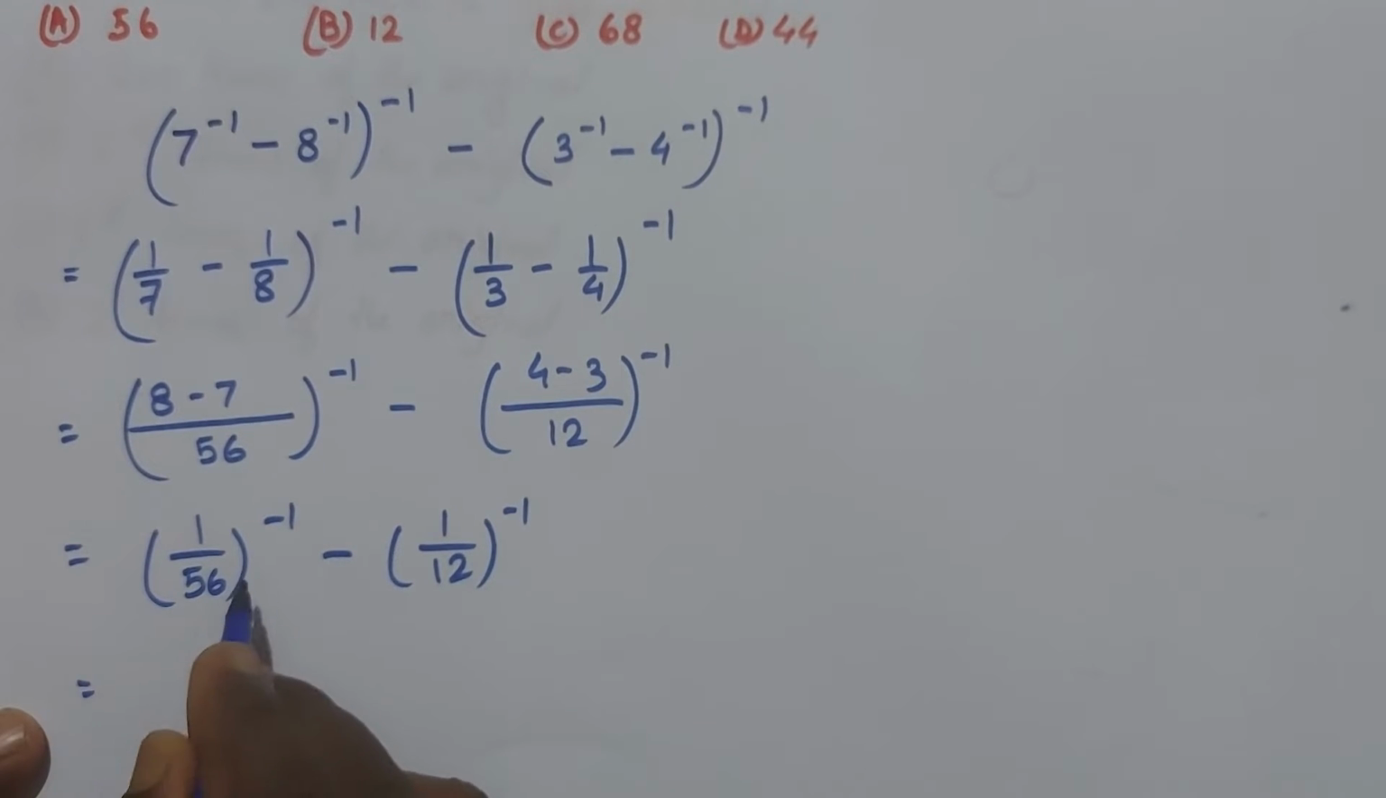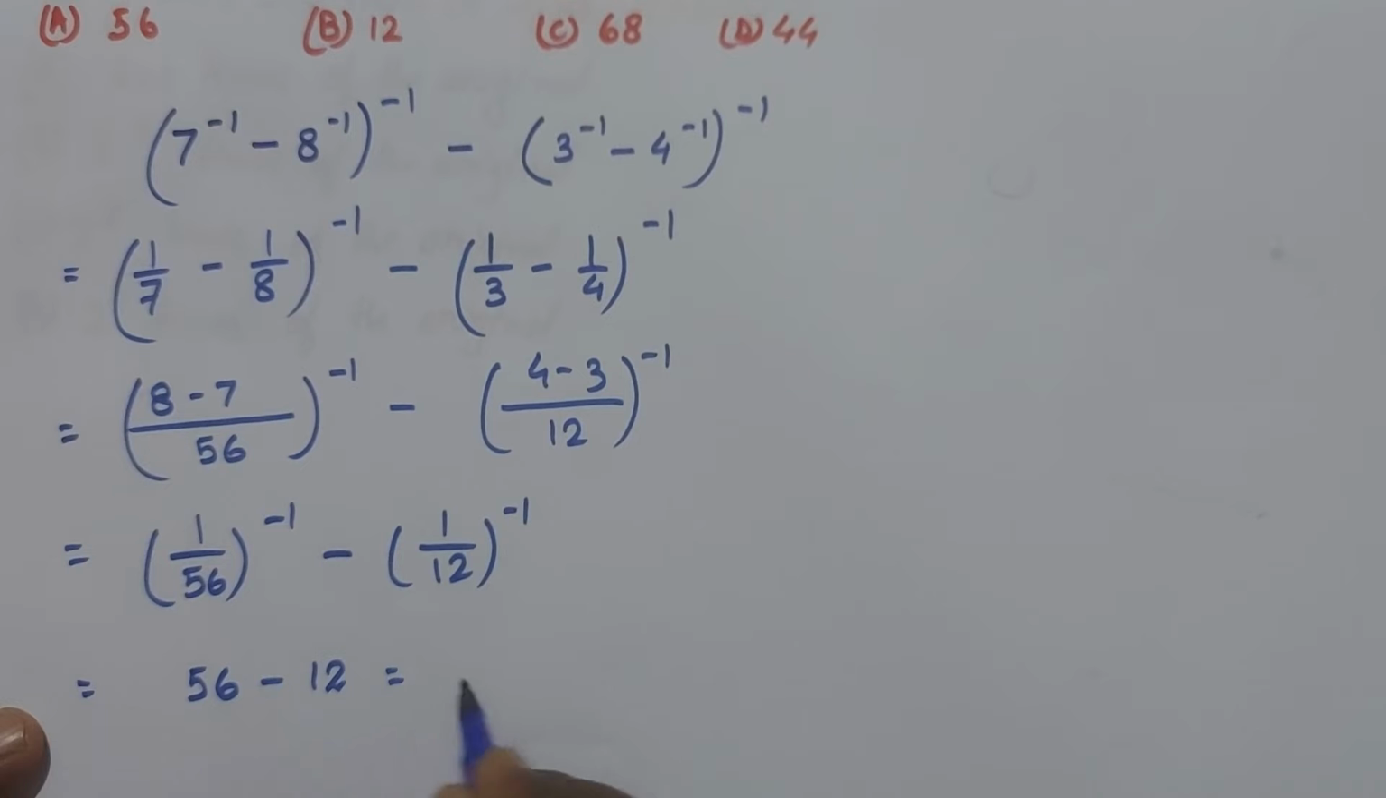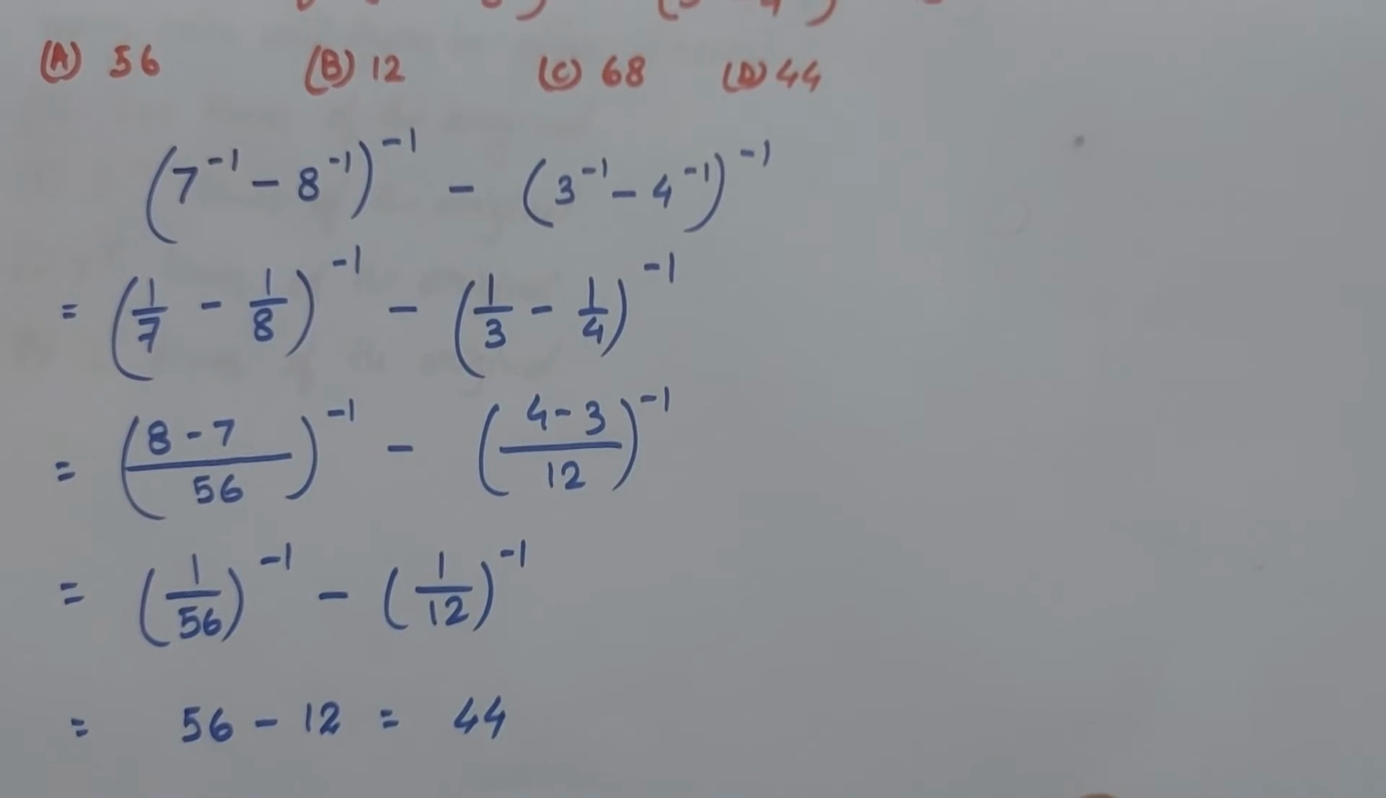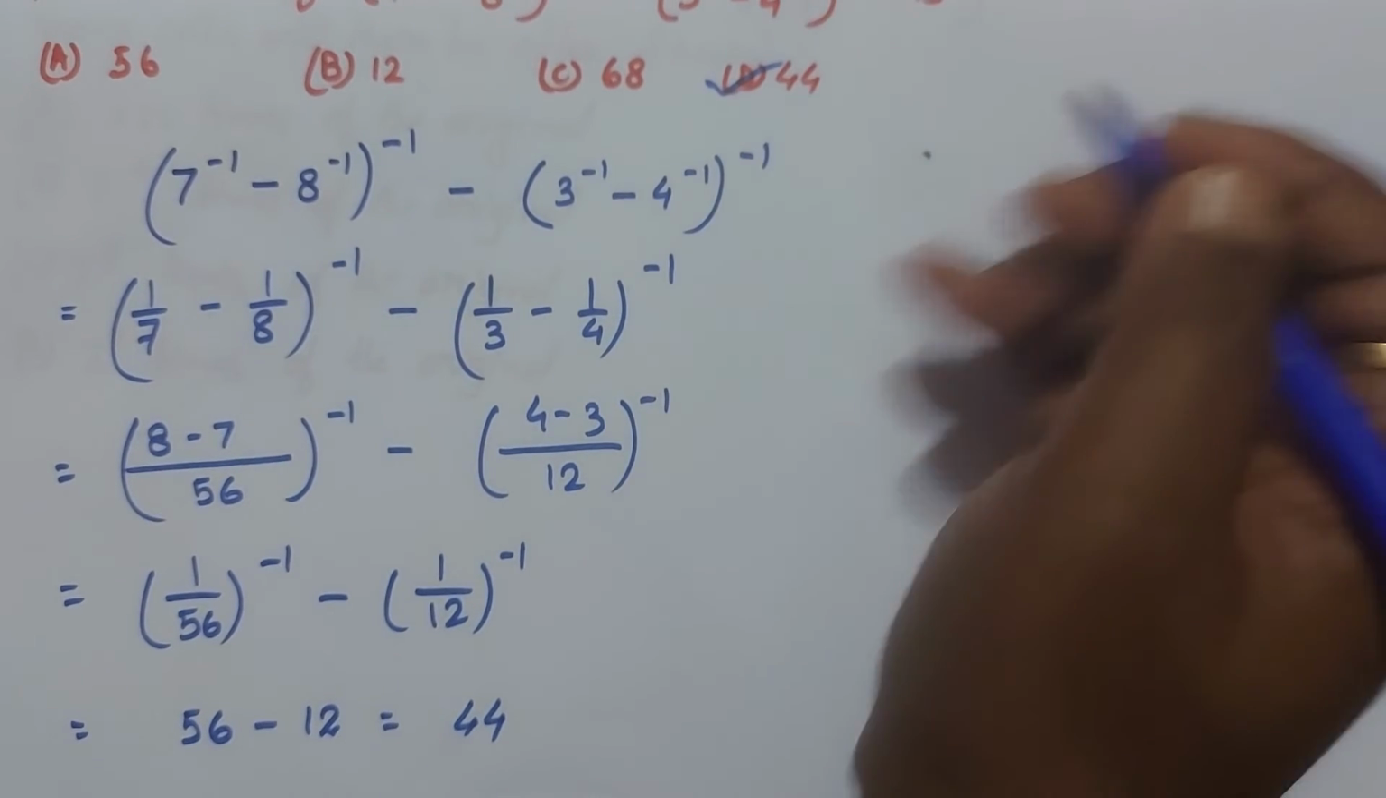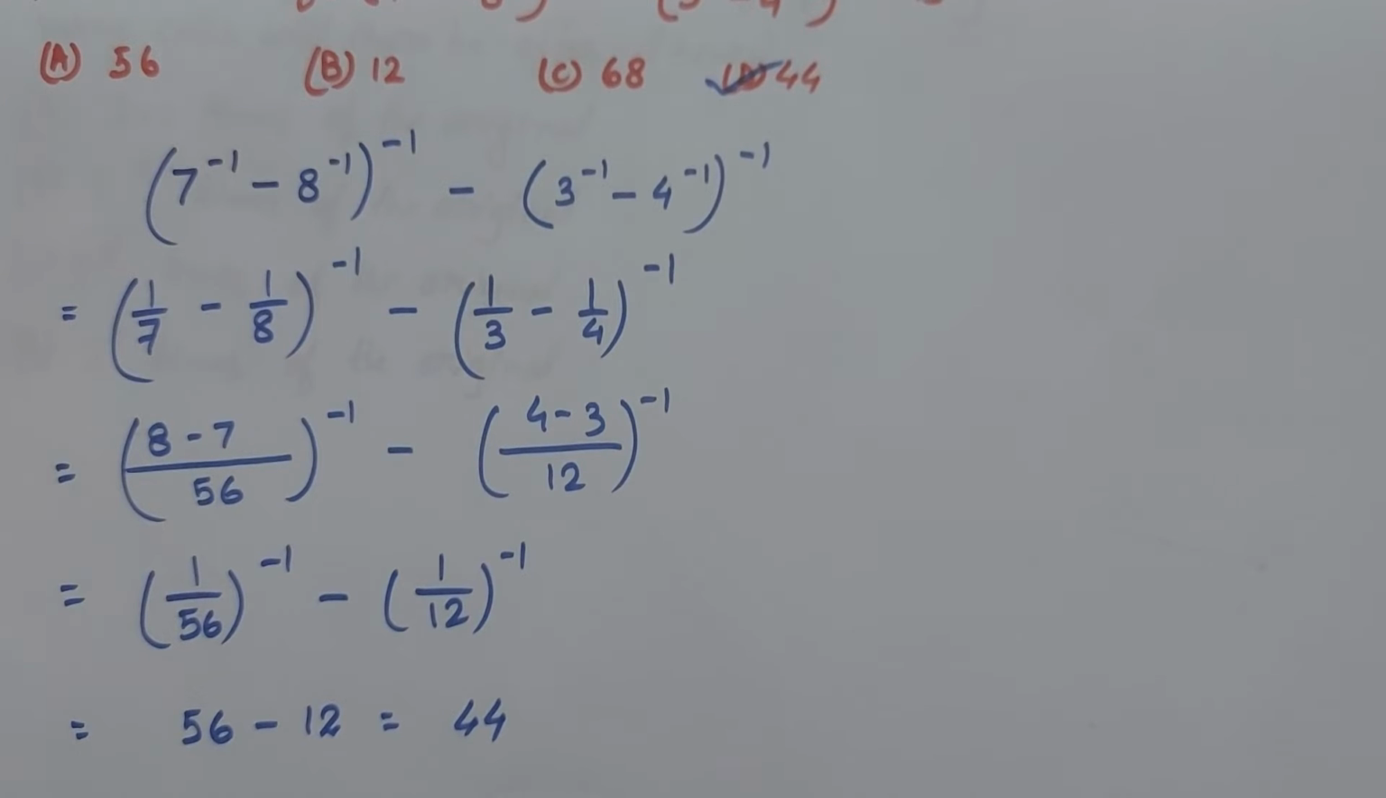So 1 by 56 whole to the power minus 1 means 56. 1 by 12 whole to the power minus 1 means 12. So 56 minus 12 is 44. So 44 is in option D. So option D would be our correct answer.